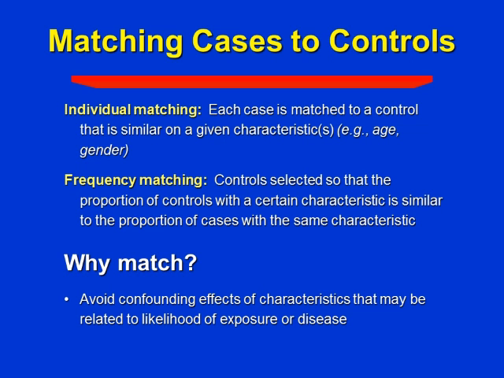With frequency matching, controls are selected so that the proportion of controls with a certain characteristic is similar to the proportion of cases with the same characteristic. And a good example of this will often be matching on 5-year age categories. So you'll have maybe 10% of people in your population from the ages of 15 to 20, and you want to have that same proportion in your controls. Why do we match? The purpose of it is to avoid confounding effects of characteristics that might be related to the likelihood of exposure or disease.